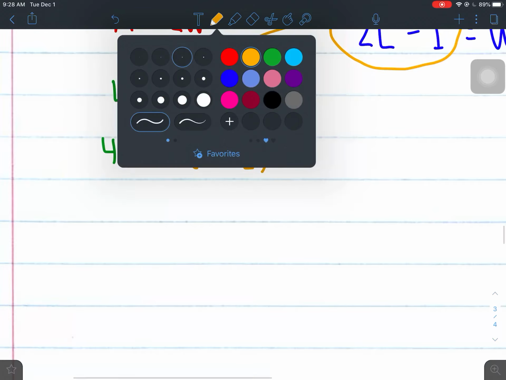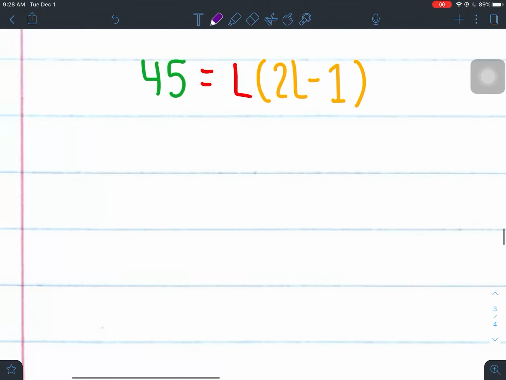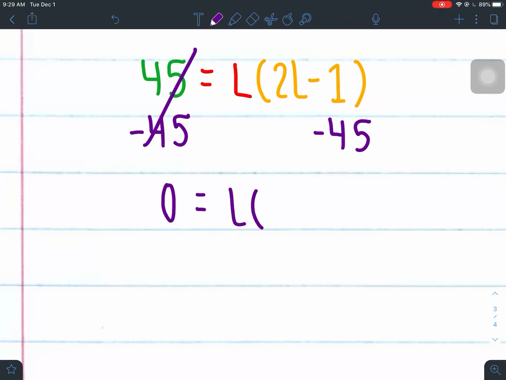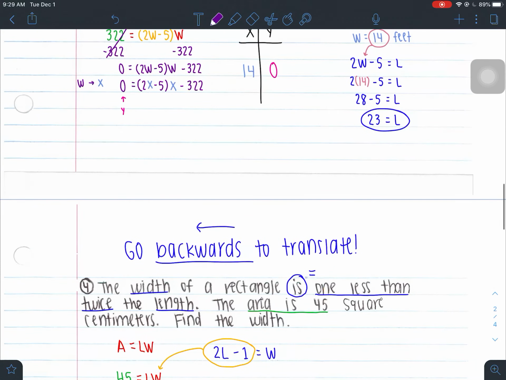You're subbing that out. All right, now I want to graph this in my calculator, but I can't graph unless it's equal to 0, so I'm going to have to subtract 45 from both sides. Okay, so now I have 0 on the left, and I have L times (2L minus 1), minus 45. I'm just putting it towards the back end there.